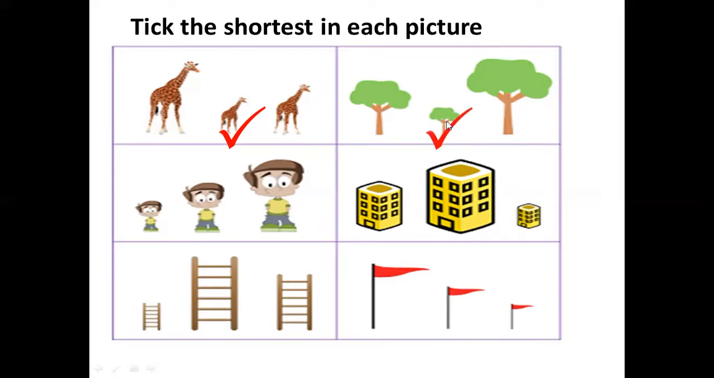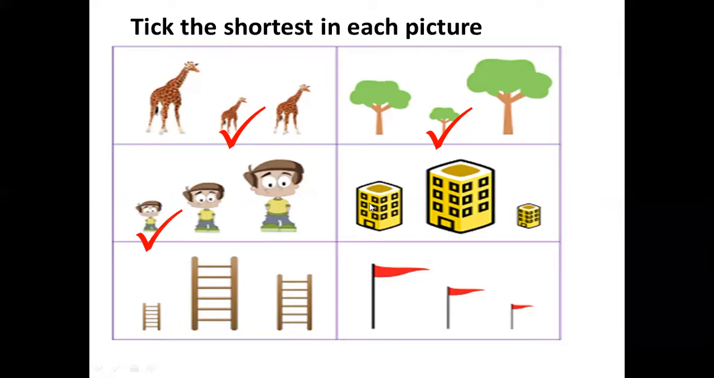This one is the tallest, the middle one, okay? Now there are three pictures. Again, we are going to find the shortest. This last one is taller than the second one, and the second one is taller than the first one. So, which one is the shortest? The first one is the shortest among these three pictures.